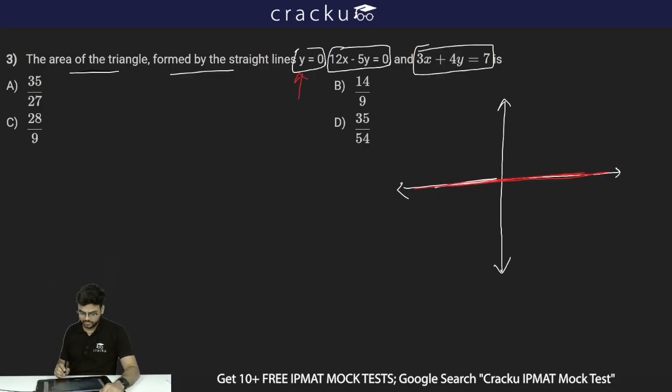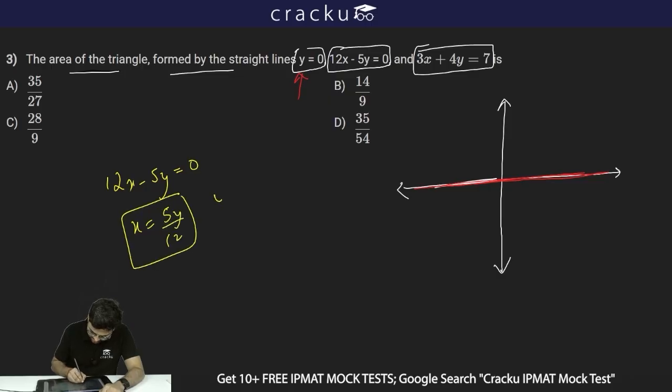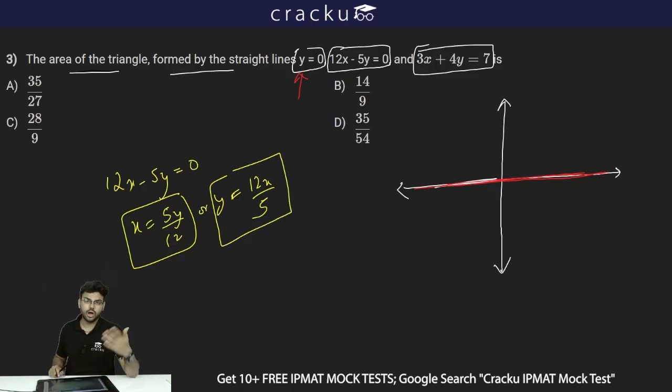Now I have 12x minus 5y equal to 0. So this will be 12x minus 5y is equal to 0, or I can write x is equal to 5y by 12, or y is equal to 12x by 5. So how will this line look? This line will look something like this.